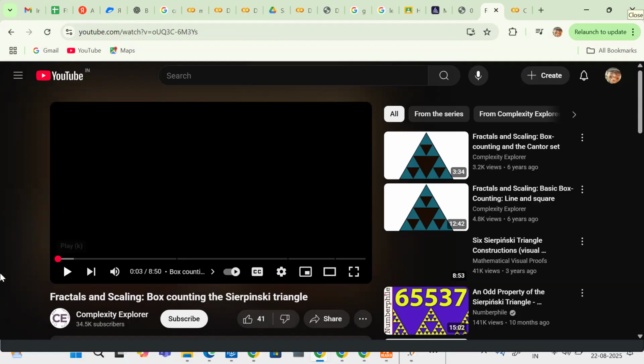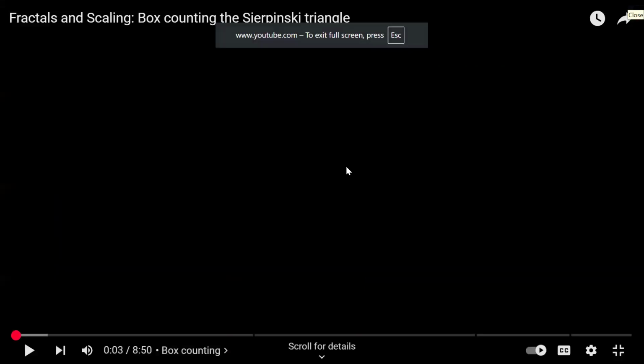So this is Complexity Explorer, and he will explain what a fractal is, and also how to compute using box counting dimension for the Sierpinski triangle. He has a book on nonlinear dynamics. So we'll see.